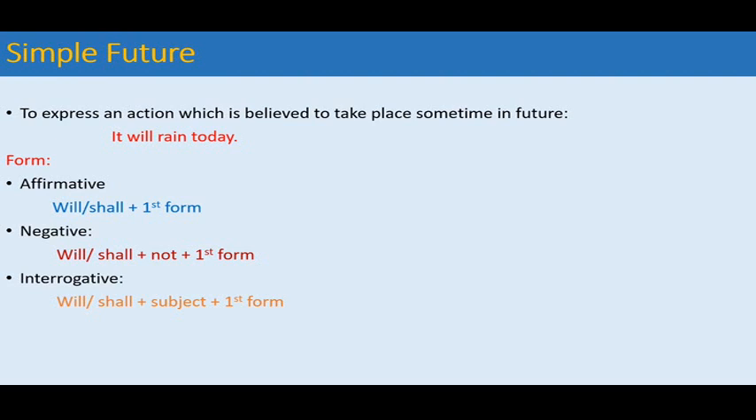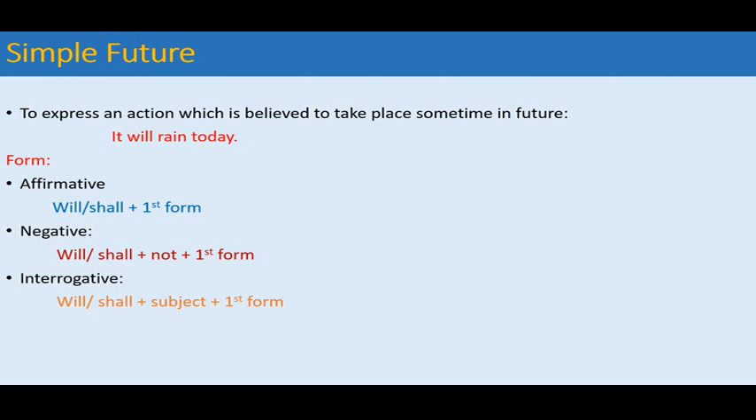The simple future tense is used to express an action which is believed to take place sometime in the future. And we form simple future tense with the help of the modal auxiliaries will or shall.